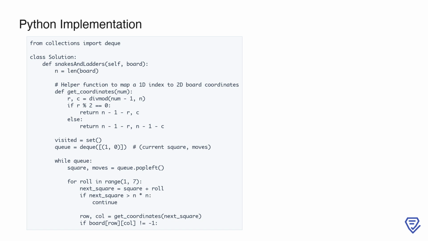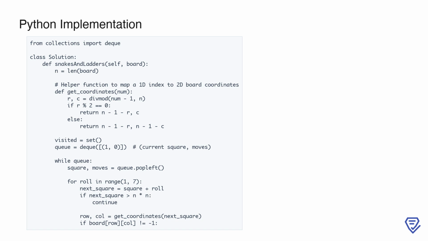After defining the helper function, we initialize a visited set to keep track of the squares we've already processed and a queue for the breadth-first search. The queue starts with the first square, labeled as 1, and an initial move count of 0. The while loop runs as long as there are elements in the queue, and within it, we dequeue the next square and its associated move count.